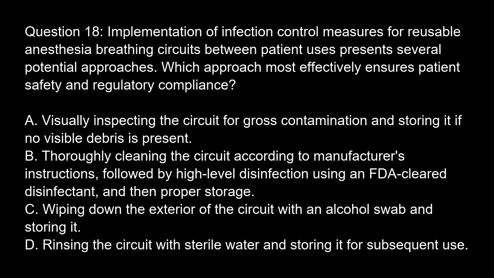Option A. Visually inspecting the circuit for gross contamination and storing it if no visible debris is present. Option B. Thoroughly cleaning the circuit according to manufacturer's instruction, followed by high-level disinfection using an FDA-cleared disinfectant and then proper storage. Option C. Wiping down the exterior of the circuit with an alcohol swab and storing it. Option D. Rinsing the circuit with sterile water and storing it for subsequent use.